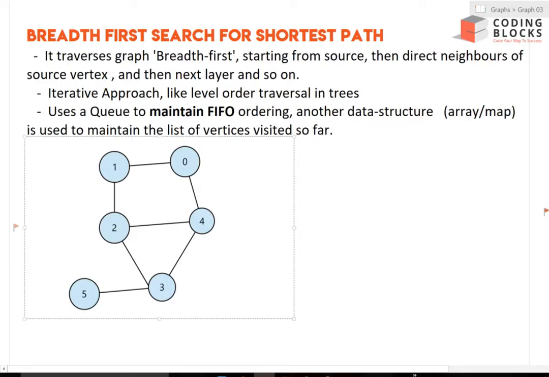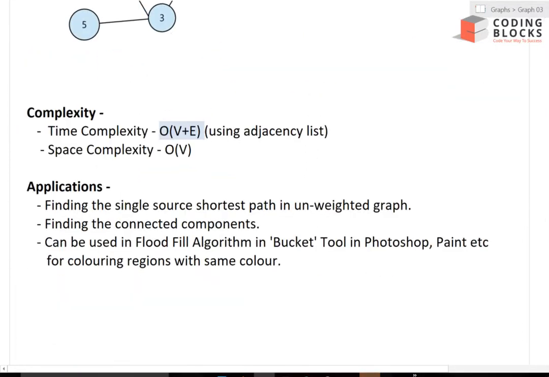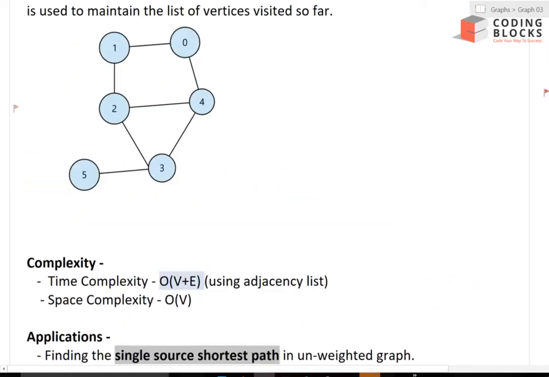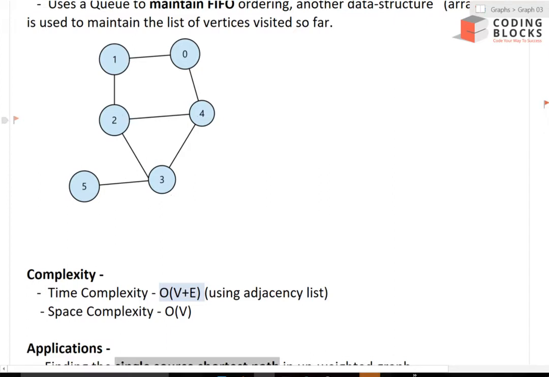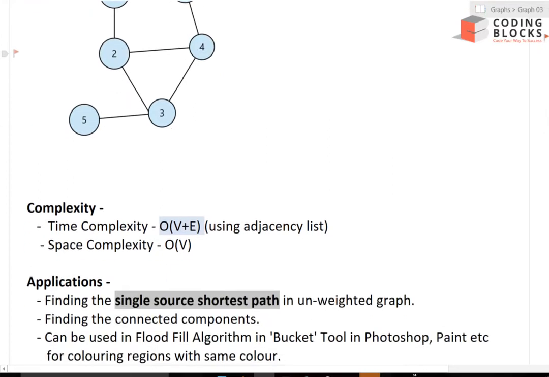So we have already seen how the breadth first search algorithm works. Now we are going to cover one interesting application of BFS, which is finding the shortest path, or the single source shortest path, in an unweighted graph. In an unweighted graph, you do not have edge weights explicitly assigned to all edges. Every edge has the same length.